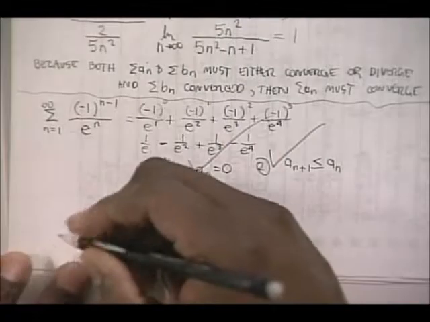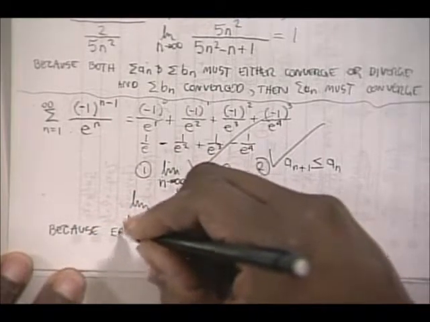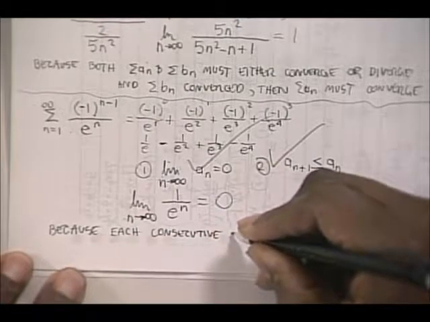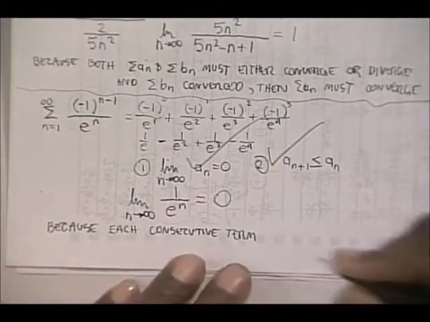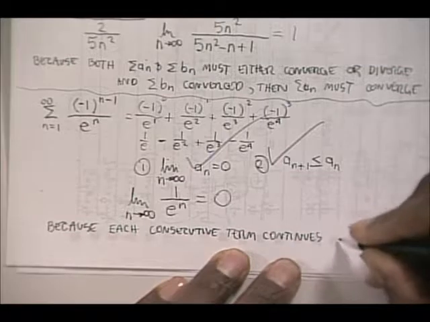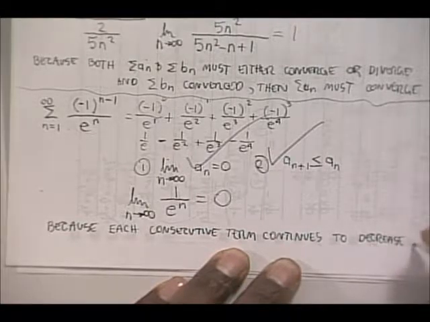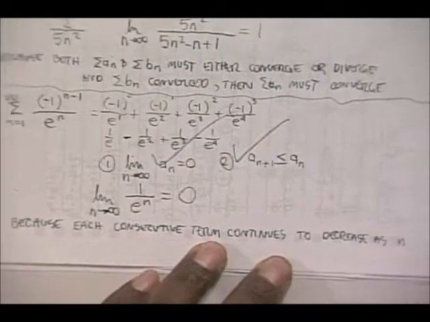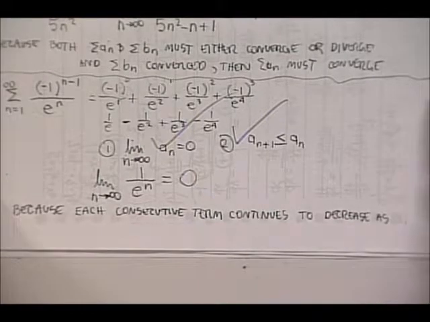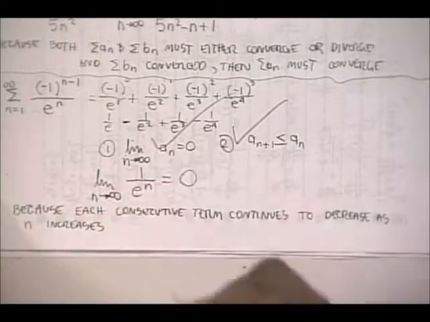So if I were to put that in words, I would say, because each consecutive term continues to decrease as n increases. That's the first condition.